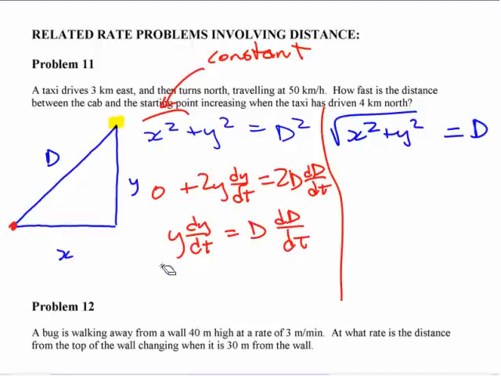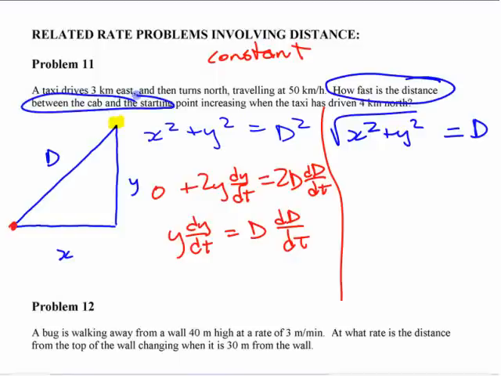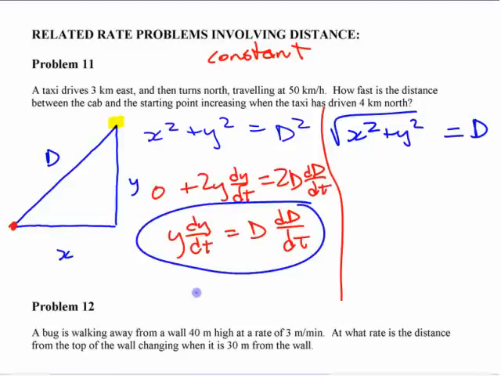You have to think about what you're given in this situation. How fast is the distance between the cab and the starting point increasing when the cab has driven 4 kilometers north? What things do I need to use this formula? You need to know the hypotenuse. So you could figure out what the hypotenuse is at that instant. It has to be at that instant that it's driven 4 kilometers north, when we've got the fact that this is 3 kilometers, and at this instant this is 4 kilometers north.